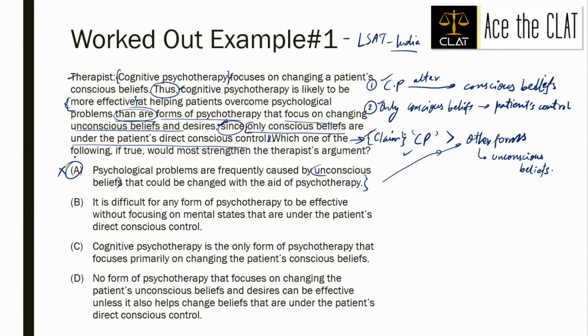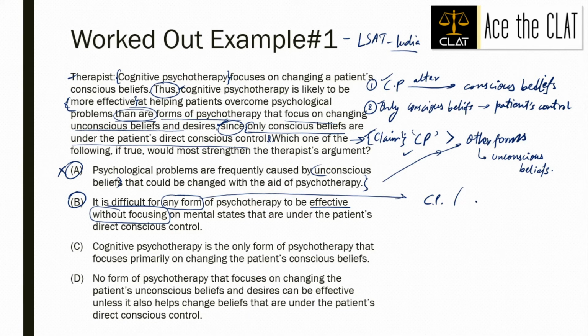Let us look at option B. It says that it is difficult for any form of psychotherapy to be effective without focusing on mental states that are under the patient's direct conscious control. This in fact does support the argument because when this evidence talks about any form of psychotherapy, it is talking about any, right?